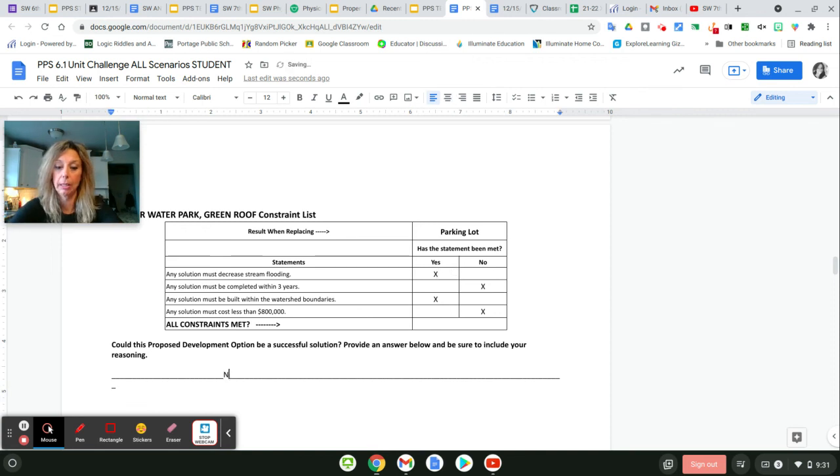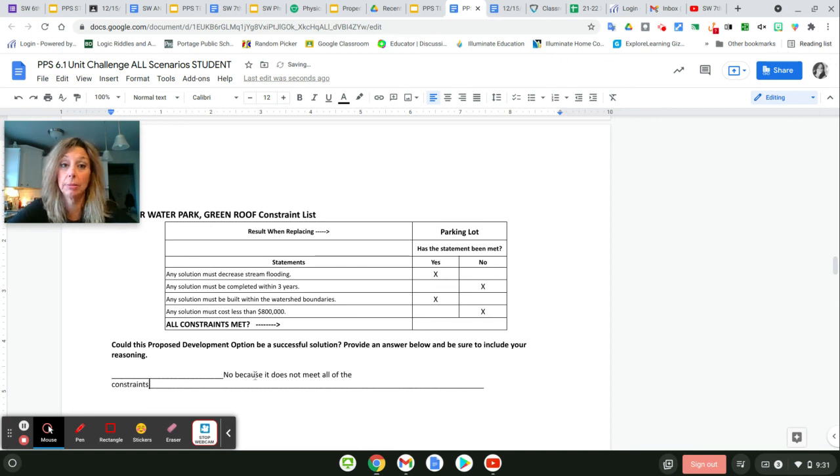So no, because it does not meet all of the constraints. Now, maybe they can build a water park somewhere else. But according to the criteria and constraints set up in this particular scenario, a water park cannot be on this land.